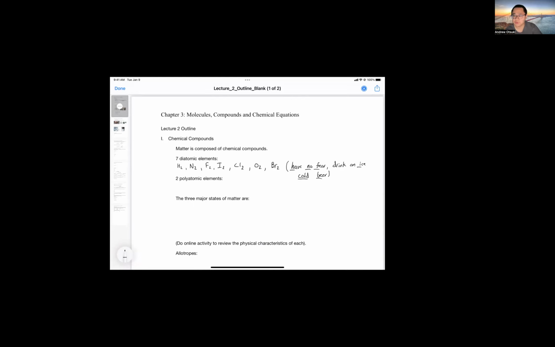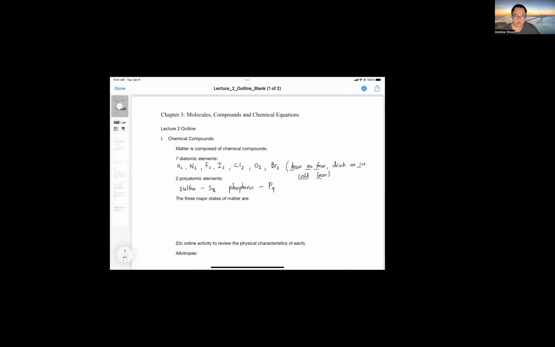Okay, so that's a helpful mnemonic, but if you just go over them a few times, you probably can get them memorized. So I would recommend that. There are 2 polyatomic elements that exist not as a single atom, but they have multiple atoms in their structure. So for example, sulfur, we don't just see a sulfur atom, we see S8. And then phosphorus, we don't see just a phosphorus atom P, we see P4.